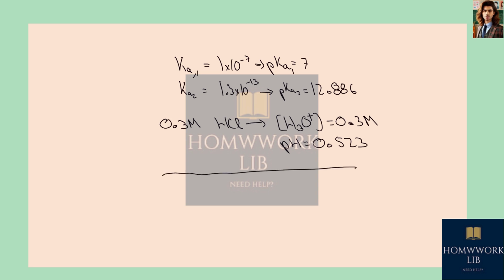Let's do a scale of pH. We are here at 0.523. Then we have over here the 7, and over here we're going to have the 12.886. And the species that are going to be present in each of the different equilibriums: over here we're going to have H2S, here we're going to have HS minus, and over here we would have S2 minus.